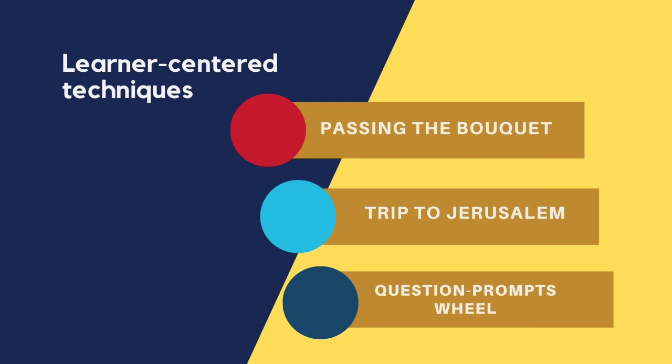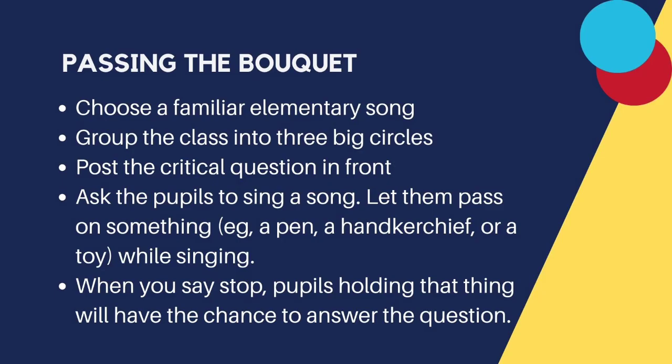Now let us proceed to the learner-centered techniques. We have the passing the bouquet, trip to Jerusalem, and the question prompts wheel. In passing the bouquet, the teacher chooses a familiar elementary song, groups the class into 3 big circles, poses the critical question in front, and asks the pupils to sing a song and pass something, for example, a pen, handkerchief, or a toy, while singing. When you say stop, the pupil holding that thing will have the chance to answer the question.